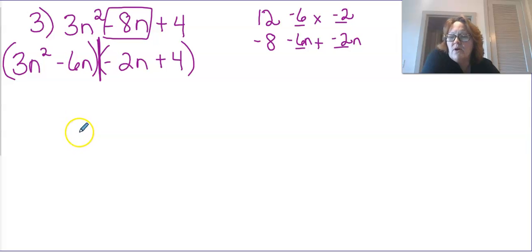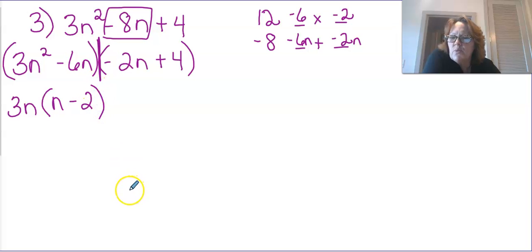Now I need to look for a greatest common factor for each of these binomials. Greatest common factor for 3n squared and negative 6n is going to be 3n. So when I factor that, which is the opposite of distributive property, I'm left with n minus 2. Keep in mind that in my parentheses over here, I want to have n minus 2. So what I'm going to take out of this is a negative 2. So when I take negative 2 out of this, I'm left with n. When I divide 4 by negative 2, I have minus 2.